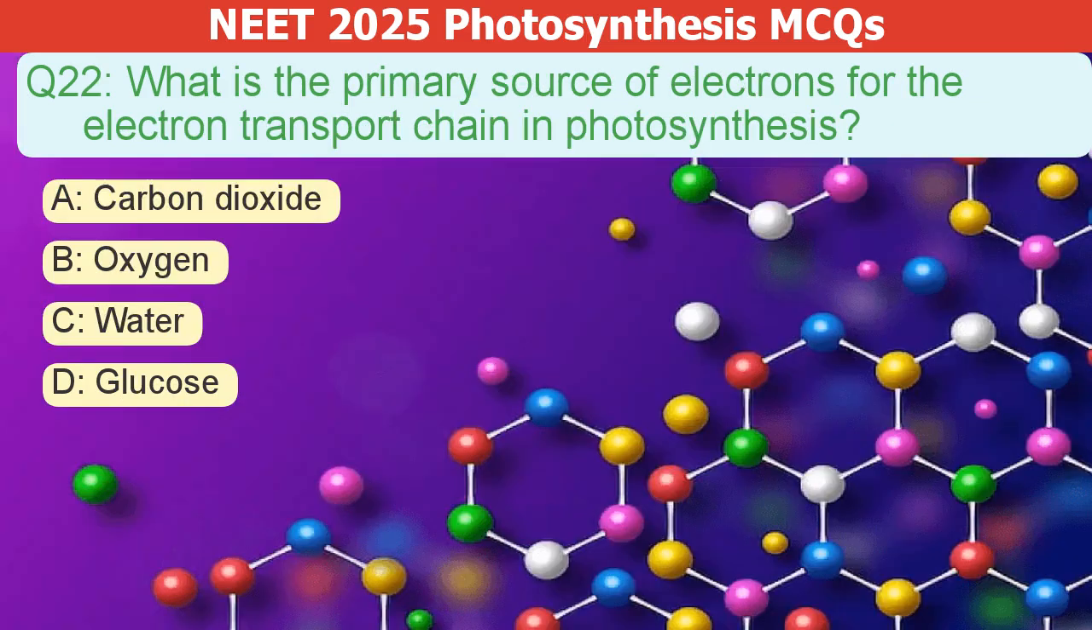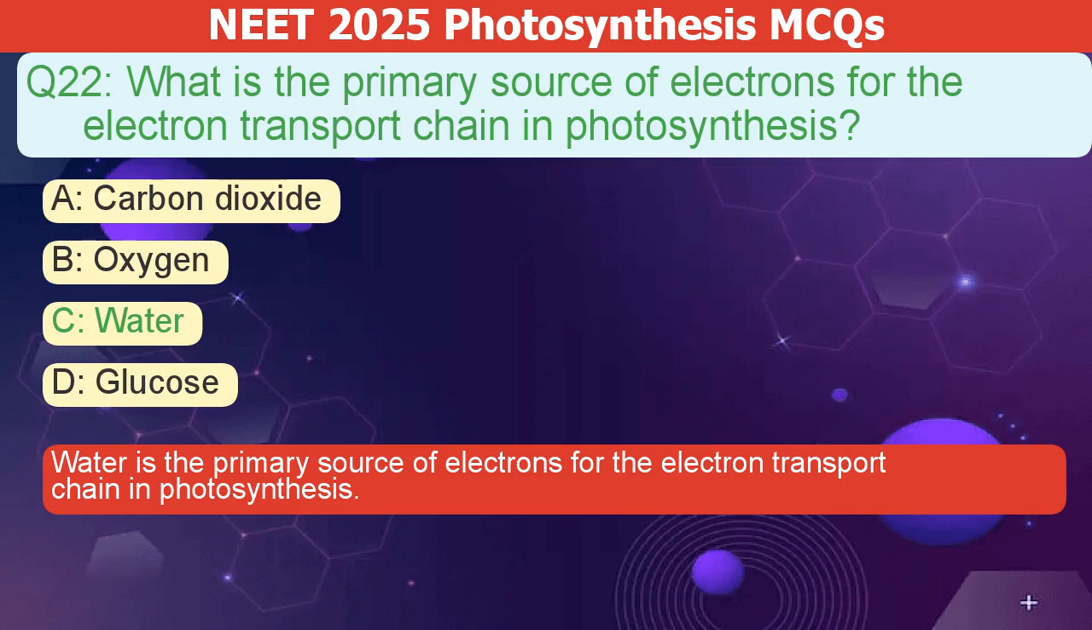What is the primary source of electrons for the electron transport chain in photosynthesis? A. Carbon dioxide. B. Oxygen. C. Water. D. Glucose. The correct answer is C. Water is the primary source of electrons for the electron transport chain in photosynthesis.